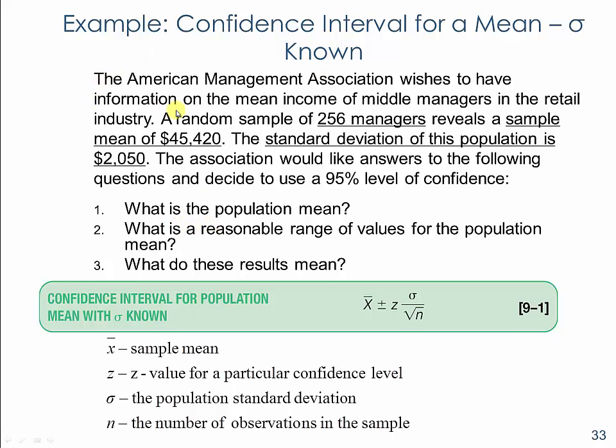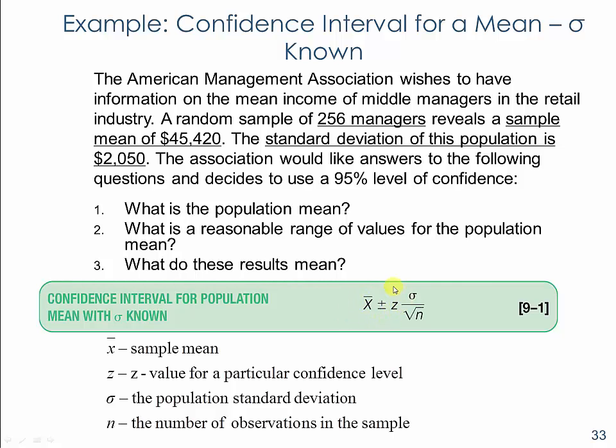So we have our scenario here. The American Management Association wants to have information on the mean income of middle managers in the retail industry. A random sample of 256 managers reveals a sample mean of $45,420. The standard deviation of the population is $2,050. The association would like answers to the following questions and decides to use a 95% level of confidence. So here are our questions. What is the population mean? What is a reasonable range of values for the population mean? And what do these results mean? Now this formula is the same formula we had in pages before.